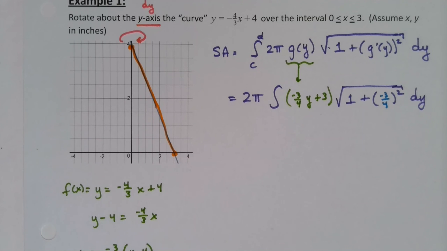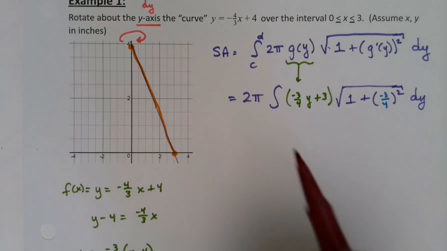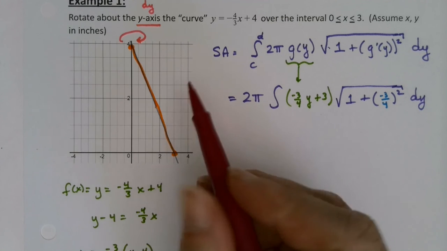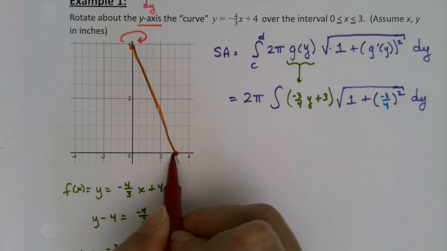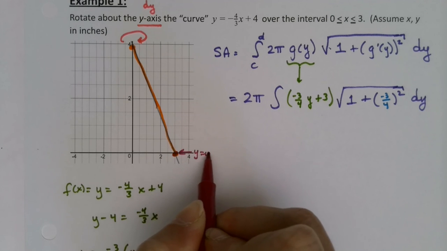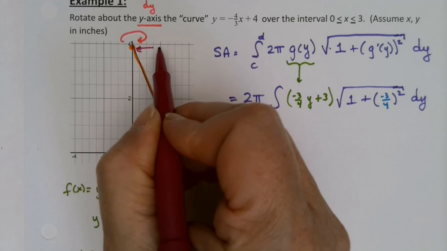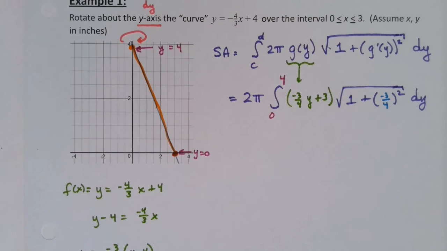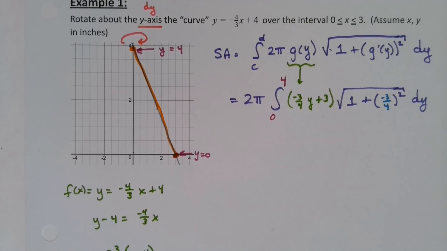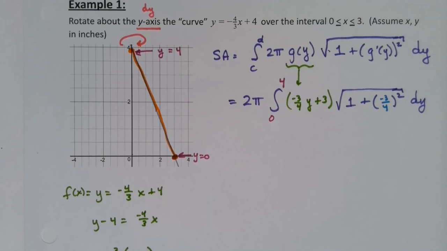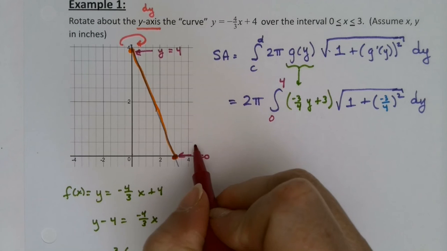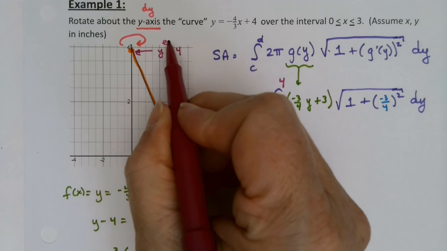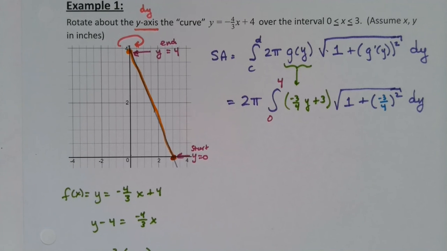Now, the one thing I have yet to figure out is my y values. Because it's y, we'll always go from low to high. So our lowest y value is down here, right? This is y equals 0. Up here, this is y equals 4. So we're actually going to go from 0 to 4. All right. I guess I should call this the start and the end, but it's more the low value and the high value. All right, so let's find this integral.